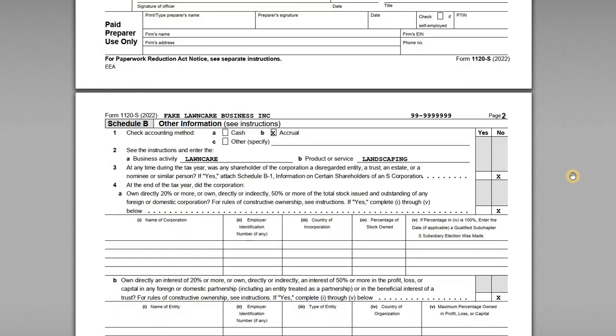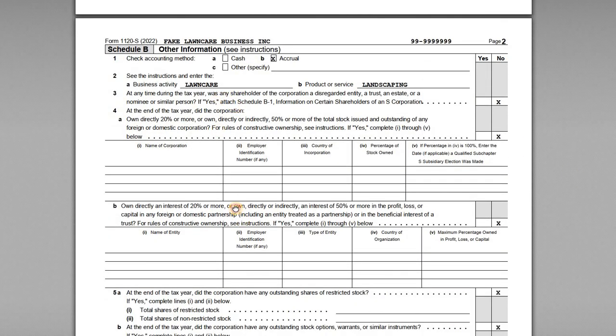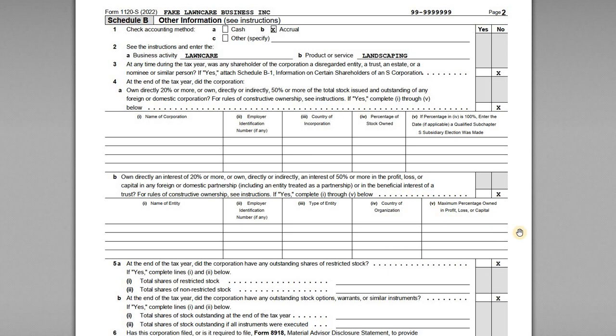Now the second place to start, in my opinion, that's good, is Schedule B. Schedule B has a lot of yes or no questions, more informational stuff on the company.